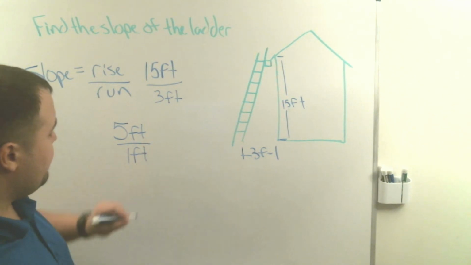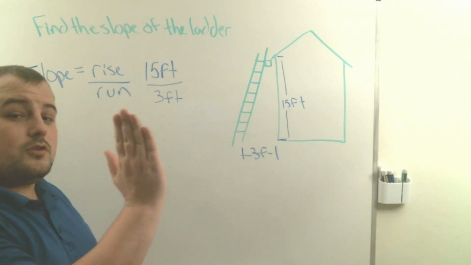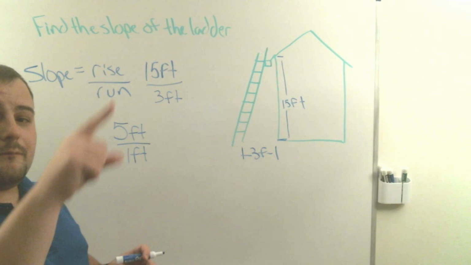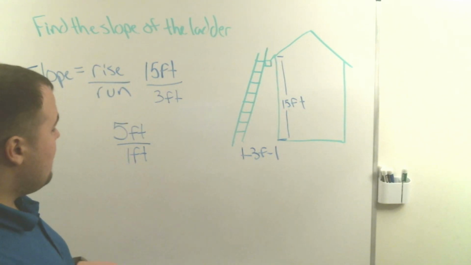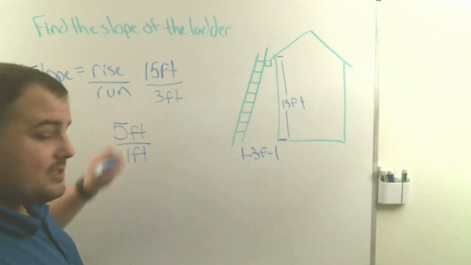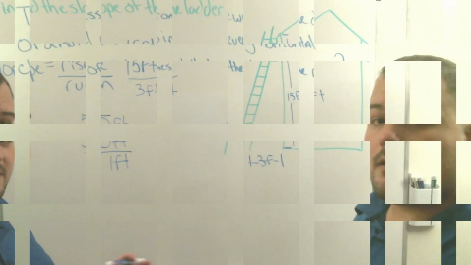for every 1 foot. So for every 5 feet up the ladder stands, it goes 1 foot away from the house. And that's how we get this angle. Every time we go up 5 feet, we go out 1 foot away from the house. And this right here represents the slope of the ladder, 5 over 1. Let's go ahead and look at another problem that deals with slope.